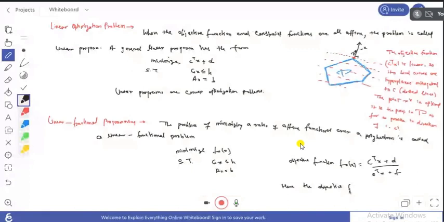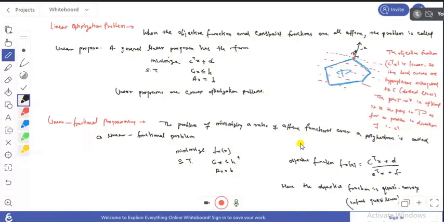The objective function is basically quasi-convex. So this is quasi-convex. In fact, this type of quasi-convex function is usually called a quasi-linear function. So this type of linear programming problem is categorized as a linear fractional programming problem.